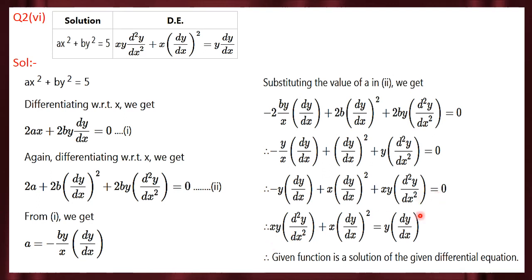Now we write xy into d square y by dx square first, as the highest derivative comes first, plus x into dy by dx the whole square, and minus y into dy by dx is taken to the RHS. This is the required differential equation. So the given function is the solution of the given differential equation.